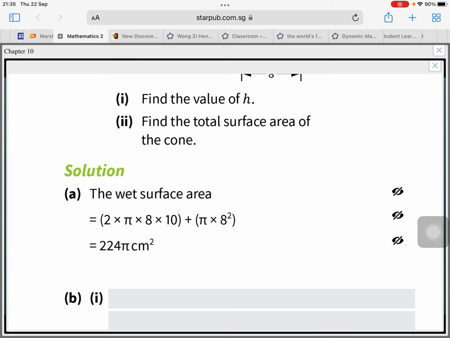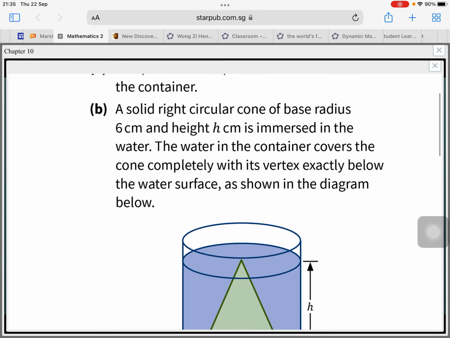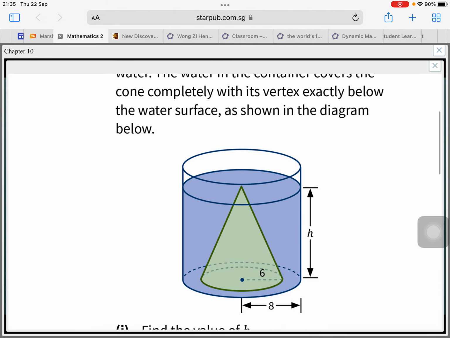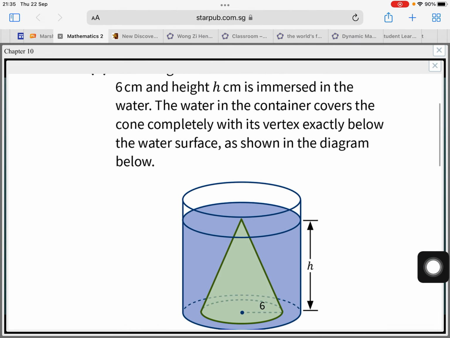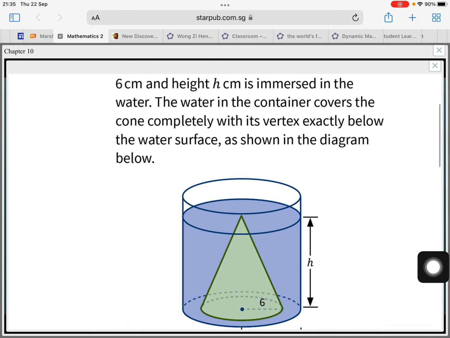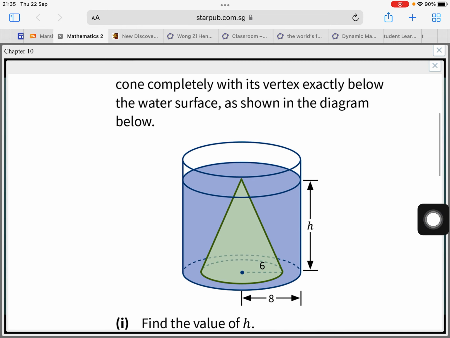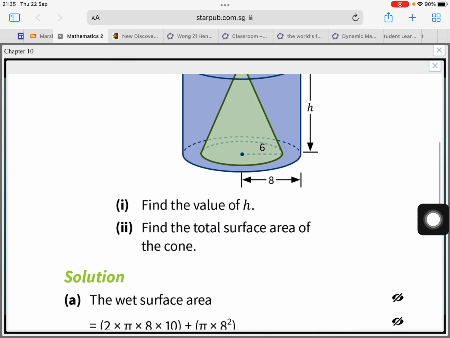Next we move to part B. Solid right circular cone of base radius 6 cm and height h cm is immersed in the water. You can see over here it goes in. The water in the container covers the cone completely with its vertex exactly below the water surface. So meaning the height of this is just nice. It asks you to find the value of h.